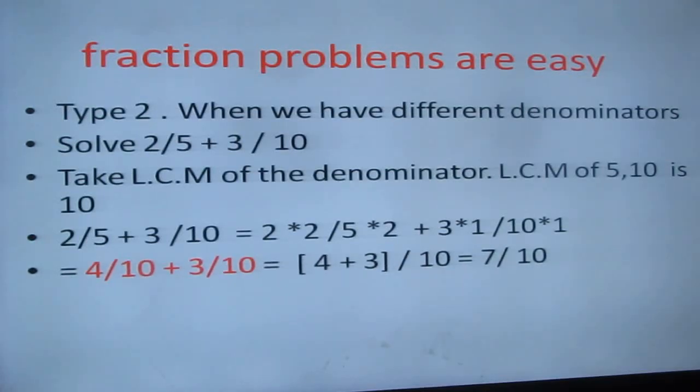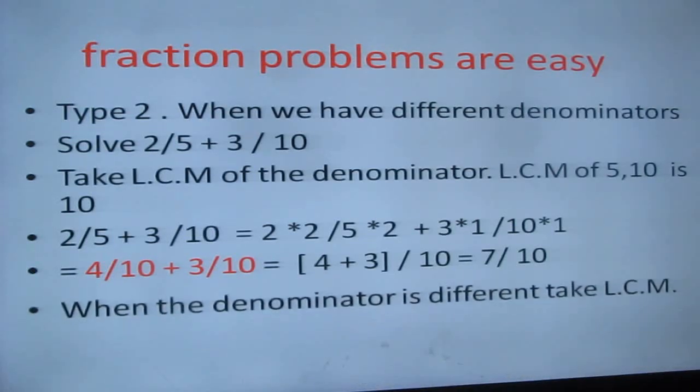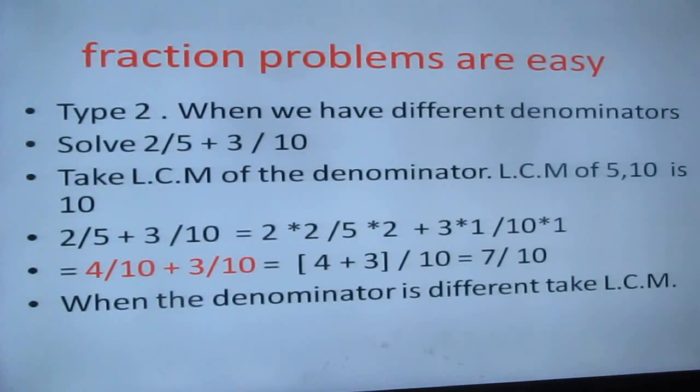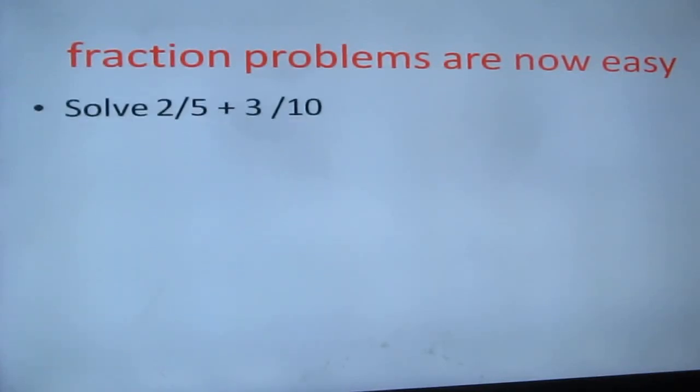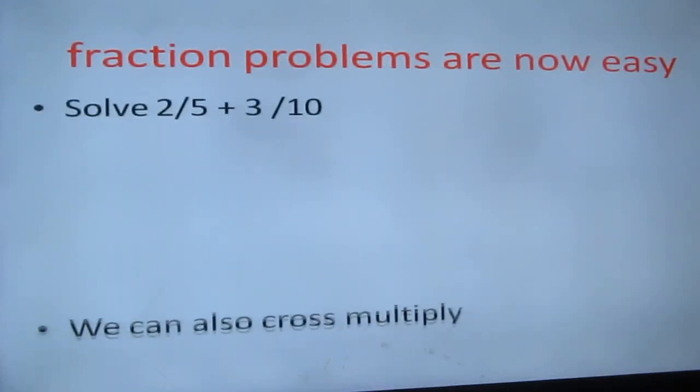Now when you observe 4 by 10 and 3 by 10, we can recall our first method. That is nothing but the denominators are the same. You can write it only once. So 4 plus 3 is 7, 7 by 10. Very easy, right? When the denominator is different, take the LCM. Fraction problems are now easy. Shall we go to the next question?